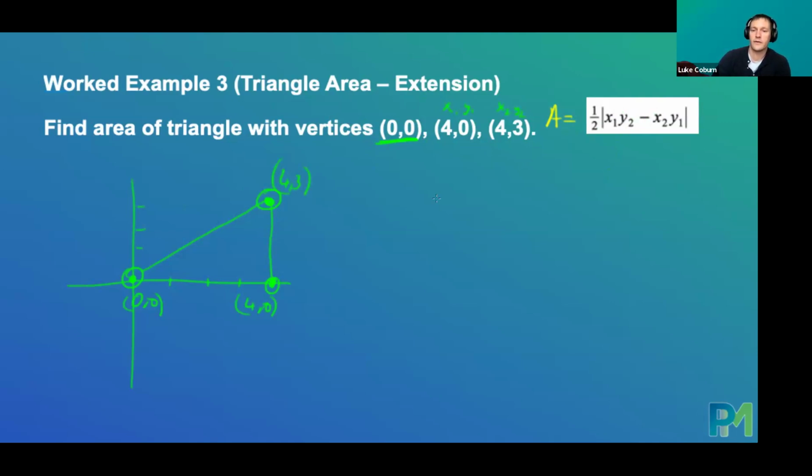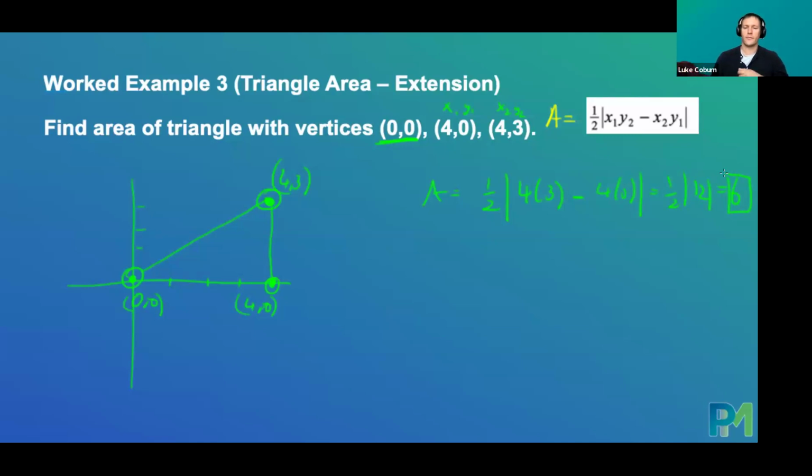this one x2, y2, and now the area is going to be 1/2, and then sub in 4 times x1 times y2, 4 times 3, minus 0 times x2, which is 4 times 0. That's 1/2 times 12 minus 0, so it's 1/2 of 12, which is 6. So the area of that triangle is 6.